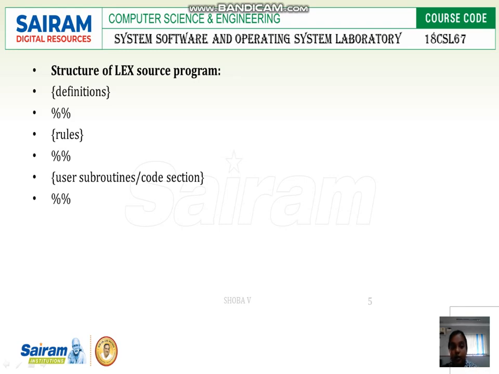So this is the structure of the Lex source program. We have three parts: the definition section, the rule section, and the user subroutines or code section. The definition section should open with an open brace and close with a close brace. These are the delimiters, and each section is separated by the delimiter, that is percentage percentage. In the rule section we have the global variables, parameters, etc. Then the code section scans the file, and what actions are taken for the tokens matters in this code section.